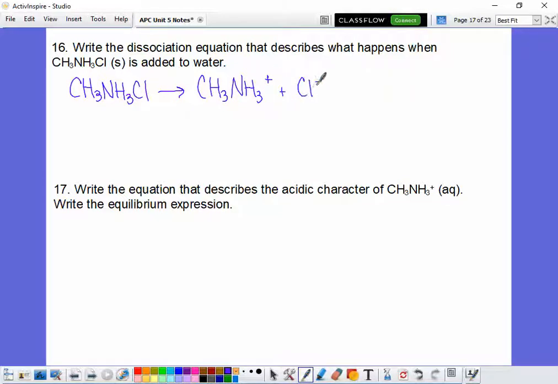How did you know those were the two ions? You guessed? Well, you guessed correctly. Ways you can think about it are typically, like, if you see Cl, that's going to be the standalone, and the rest of it will be the other ion. You also could have looked ahead at problem 17 and seen that was an ion.